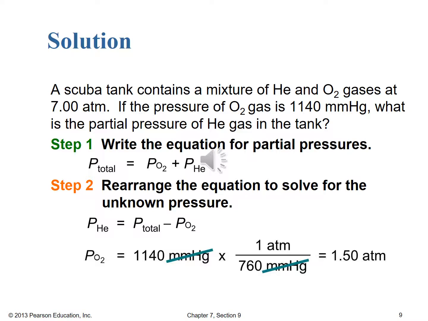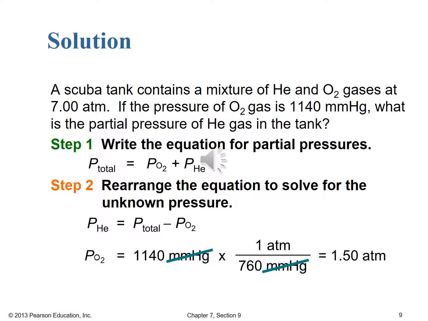Okay, so step 1, as we said in our original setup, involves writing the equation for partial pressure. So here we have the total pressure of gases in the container is going to be equal to, in this case, the two pressures of the individual gases that make up our mixture. So the partial pressure due to O2 plus the partial pressure due to helium. In step 2, we're going to rearrange the equation to solve for that unknown. So in this case, it's the helium we're looking for. So if we subtract the partial pressure of oxygen from both sides, we'll be left with the partial pressure due to helium.